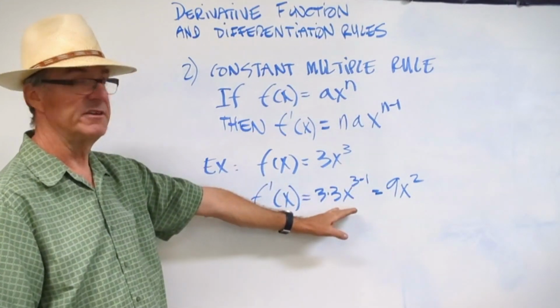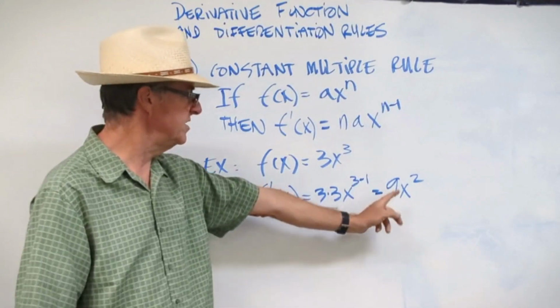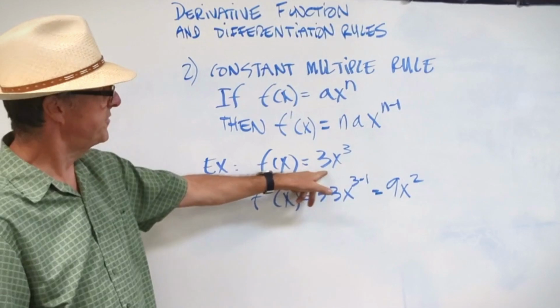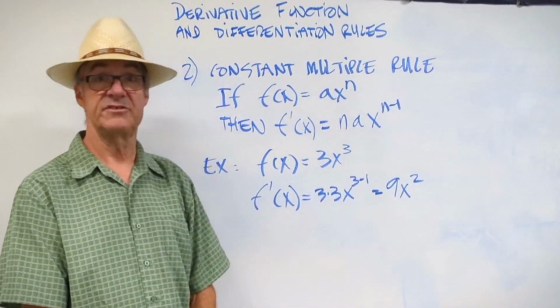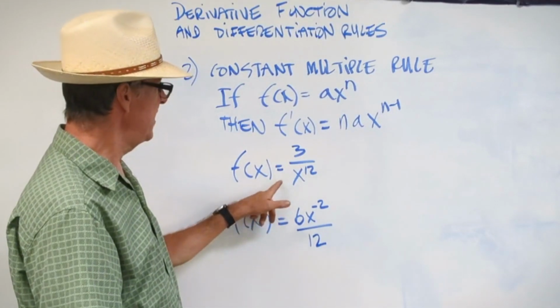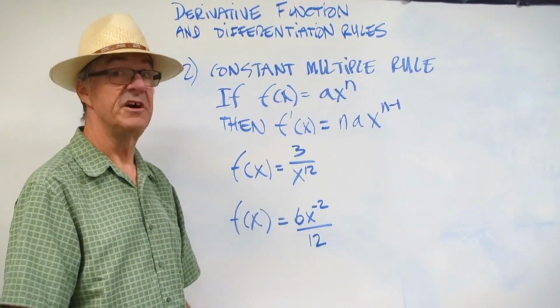I'm just breaking it out into very obvious steps. So then I just combine my numbers, do my multiplication, and I have 9x squared. So the derivative function of 3x to the 3rd is 9x squared. All right, 2 more for you to try. Go ahead and pause the video and find the derivative function for that one and for that one. When you got those done, come back.